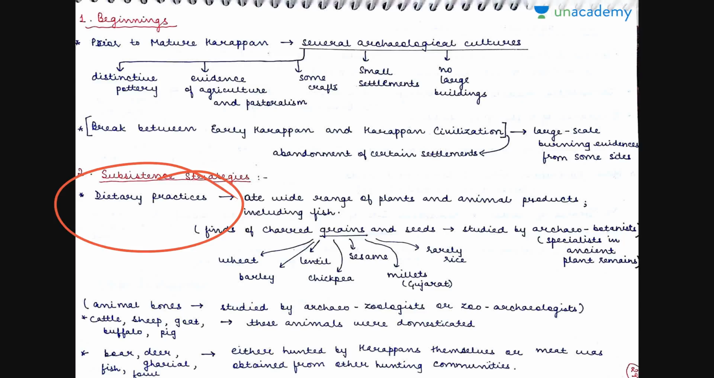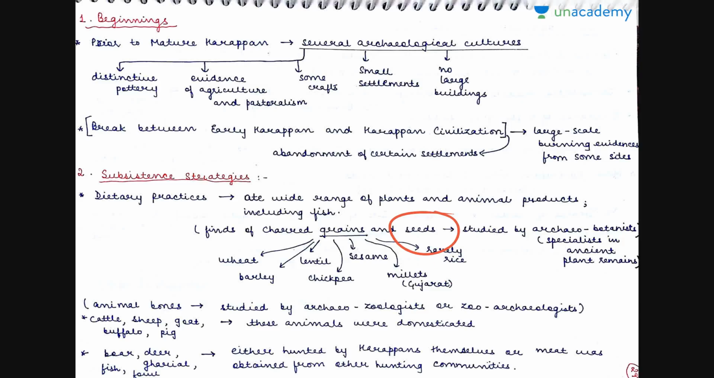So they ate a wide range of plant and animal products, including fish. Now, how do archaeologists get to know that they ate some plant or animal products? Because some archaeological evidence is found, like finds of charred grains and seeds. Grains like wheat, barley, lentil, chickpea, sesame, millets. In Gujarat it was found. Then rarely, rice was also found.